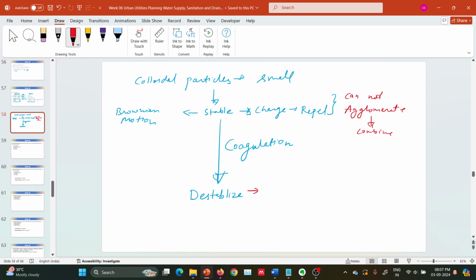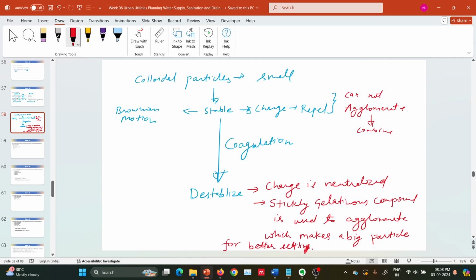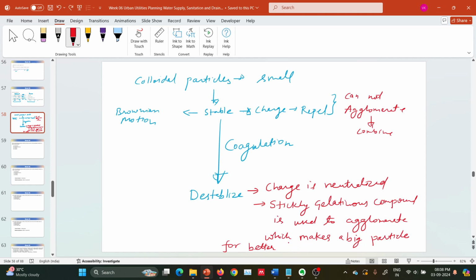So destabilize means their charge is neutralized, and a sticky, gelatinous compound is used to agglomerate, which makes a big particle for better settling. That's it. For better settling.